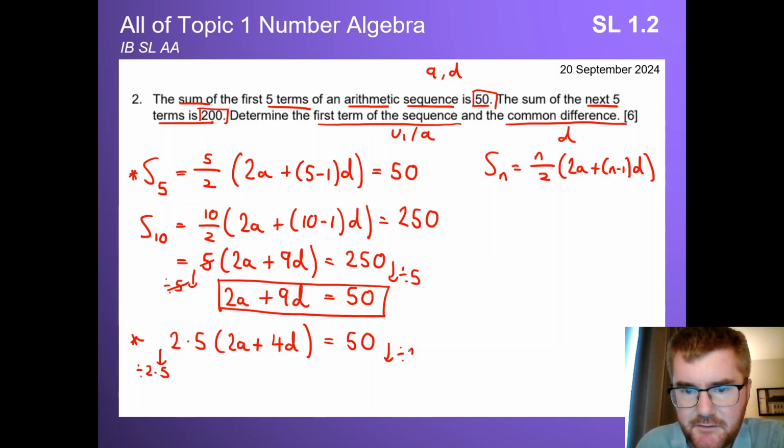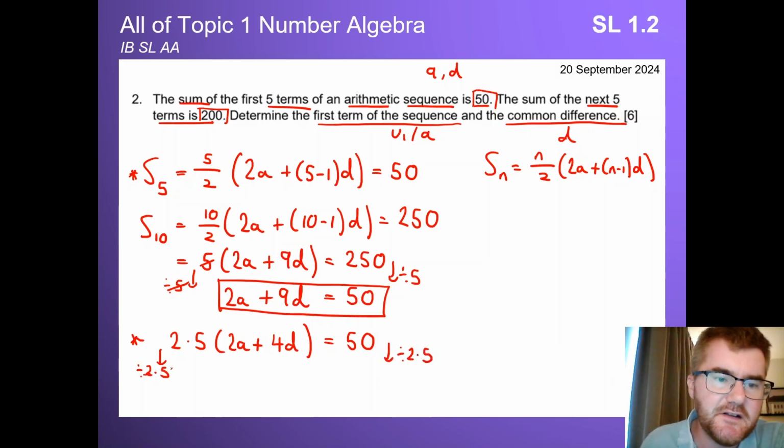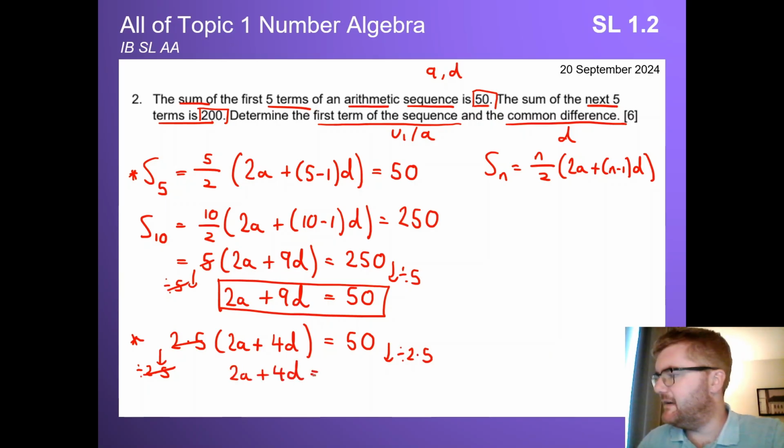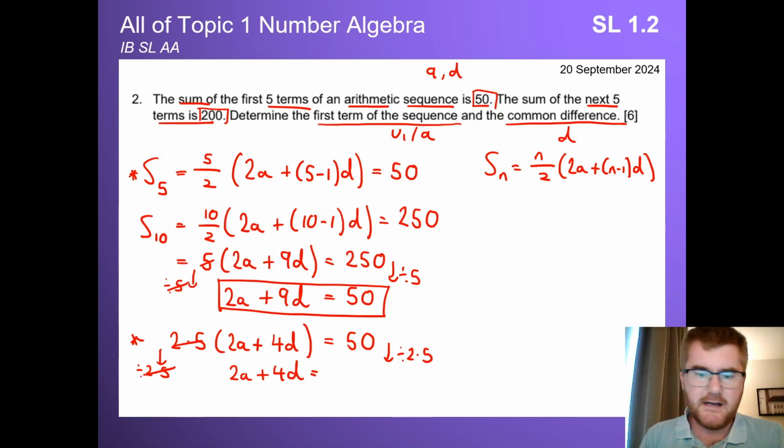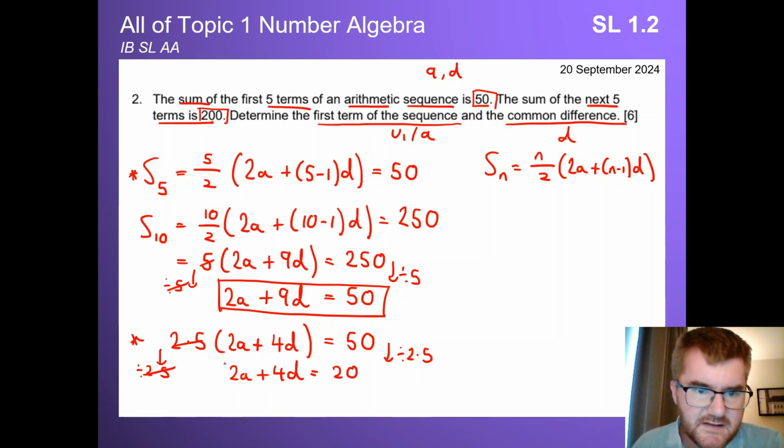Now again, you might have to do this manually if it's non-calculator. For the benefit of this video, I'm just going to do this on my calculator. So I've got a CG50. This is what I tend to recommend these days. You'll see in other videos I use TI Inspire as well. That is also perfectly fine. So if we do 50 divided by 2.5, we then get equal to 20.